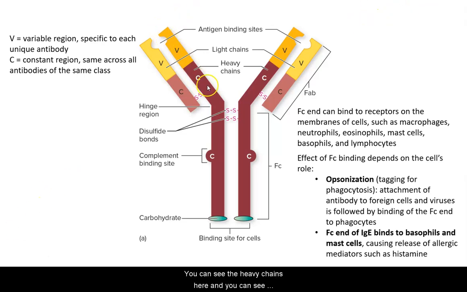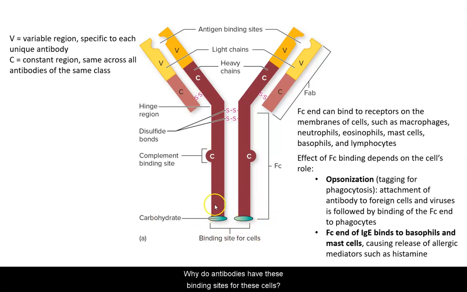You can see the heavy chains here, and you can see that they are bound together by disulfide bonds. And then you see the light chains out here that are bound to the heavy chain via a disulfide bond as well. And now, this Fc region has binding sites down here at the end that can bind to receptors on cells such as macrophages, neutrophils, eosinophils, mast cells, basophils, and lymphocytes.